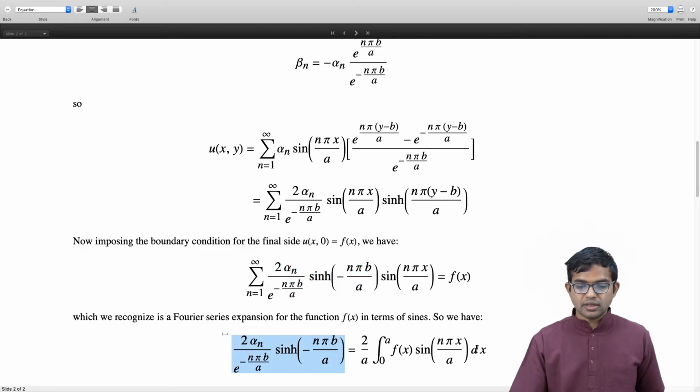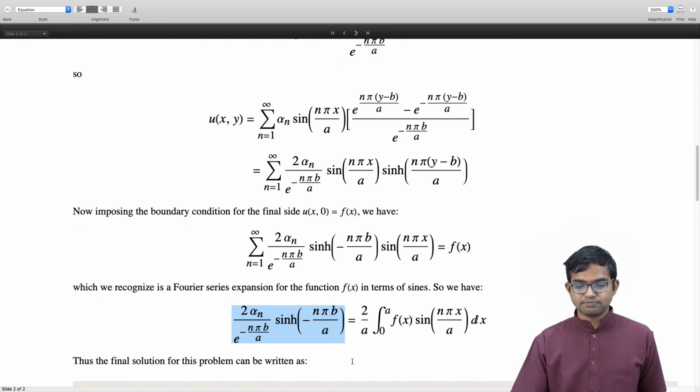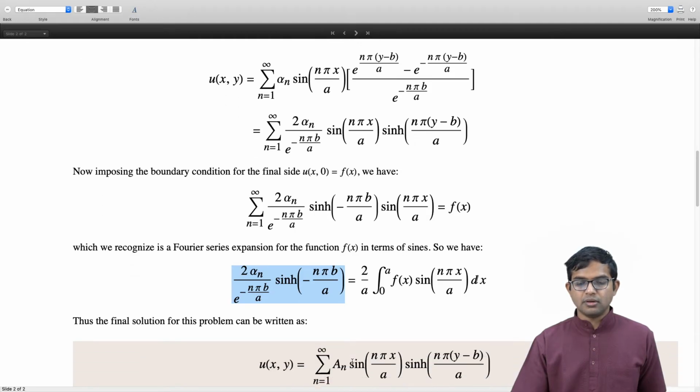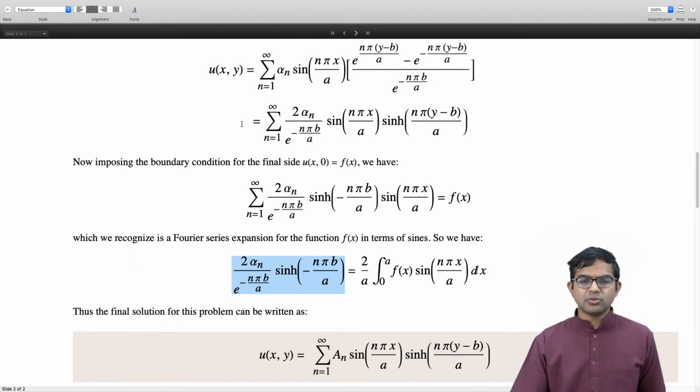We can simply write this particular coefficient as 2 by a times the integral from 0 to a of f of x times sine of n pi x by a dx. So this is the trick we use when we work out Fourier coefficients. Now we are almost done, and we have basically managed to work out the final solution.